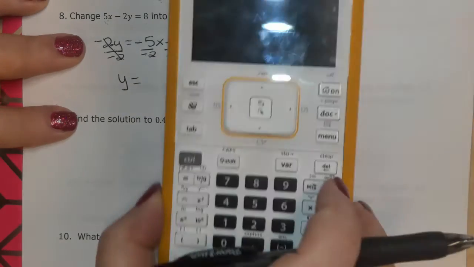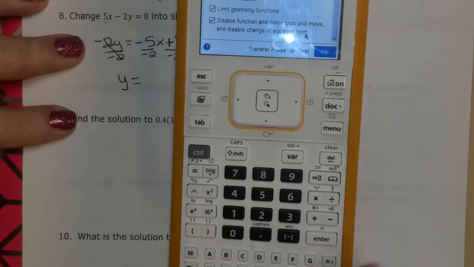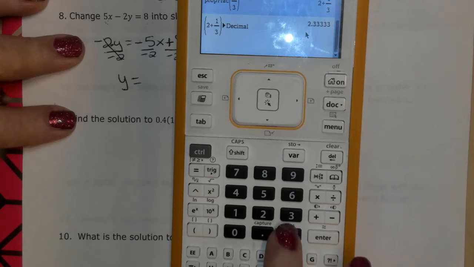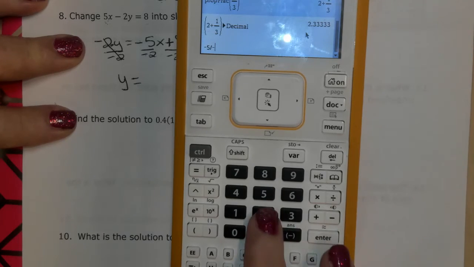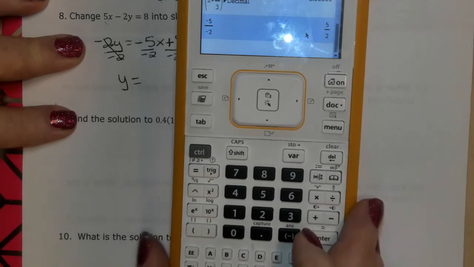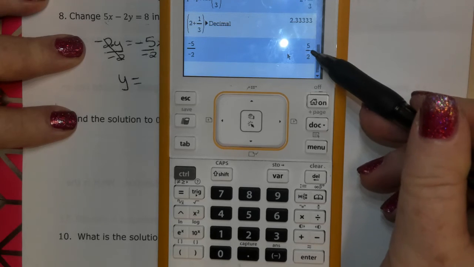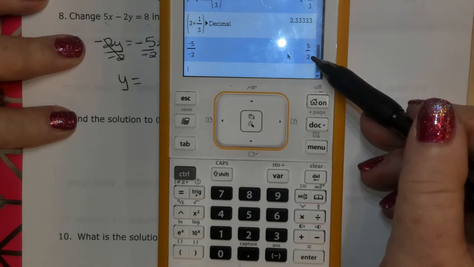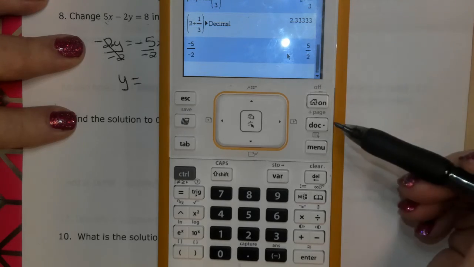And just in case you are not sure, grab your calculator. Yes, I know, it's in test mode. And do it. Do negative 5 divided by negative 2. But look what it did. 5 over 2. It reduced it for me. 5 over 2 is the lowest form of that fraction. But look, two negatives gave me a positive.